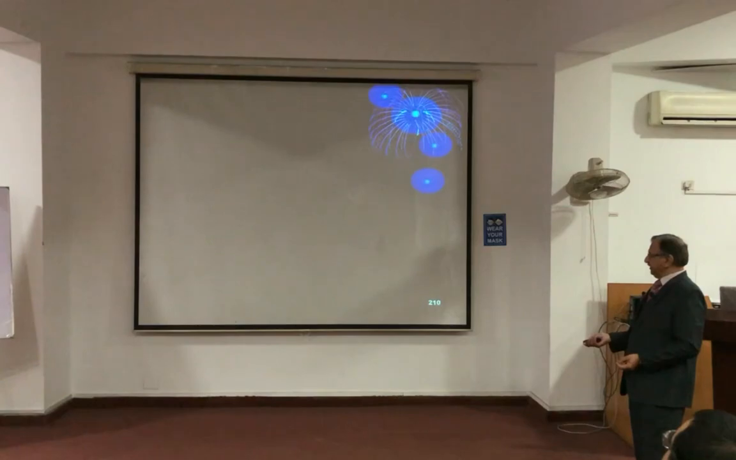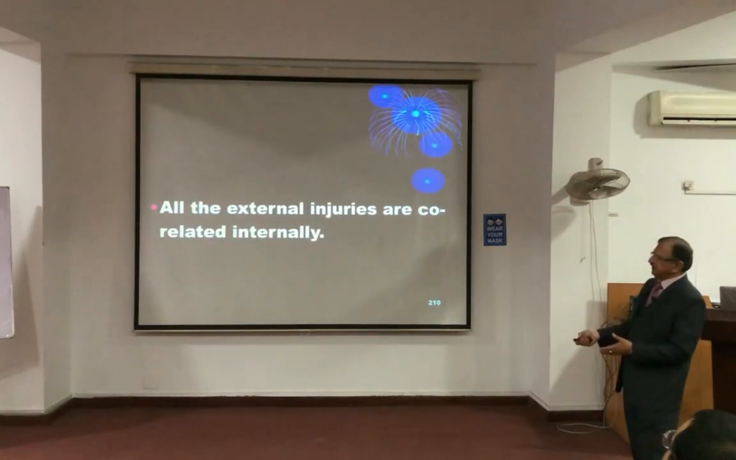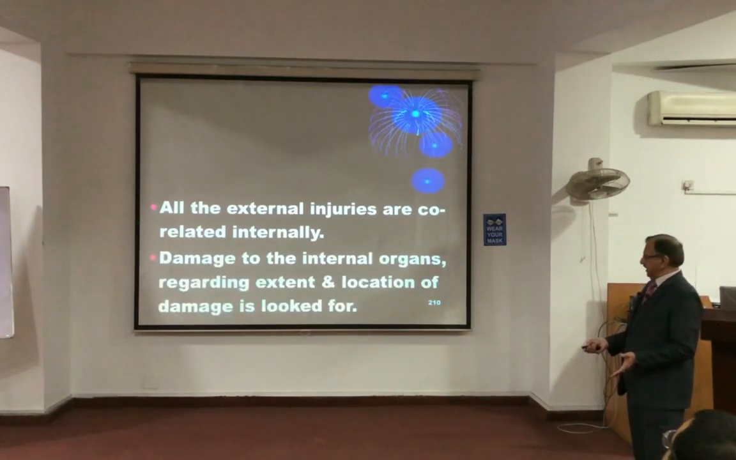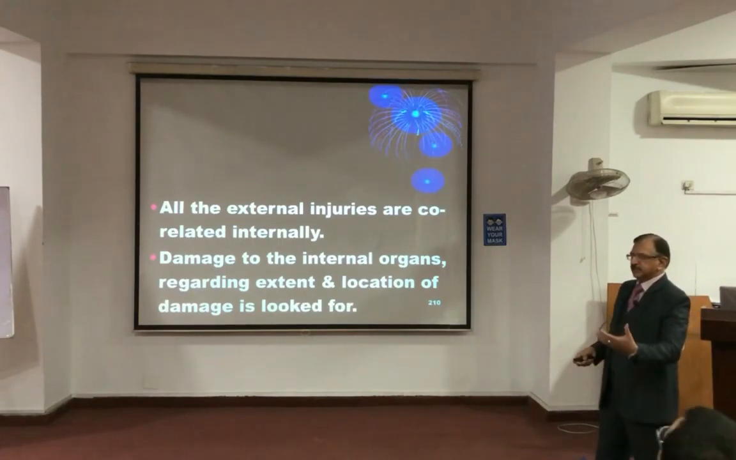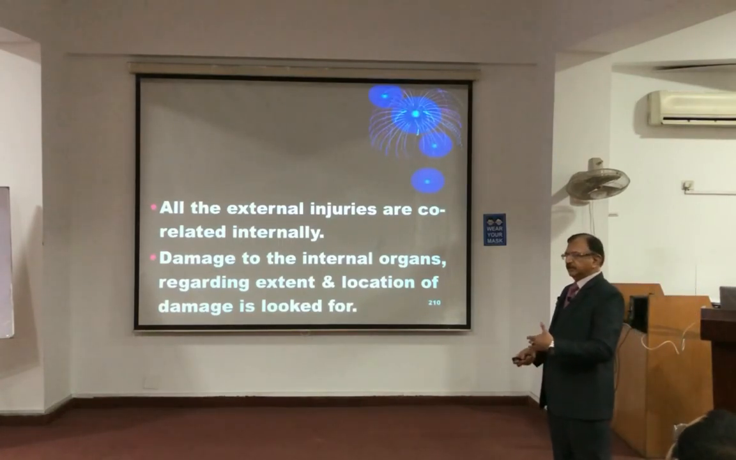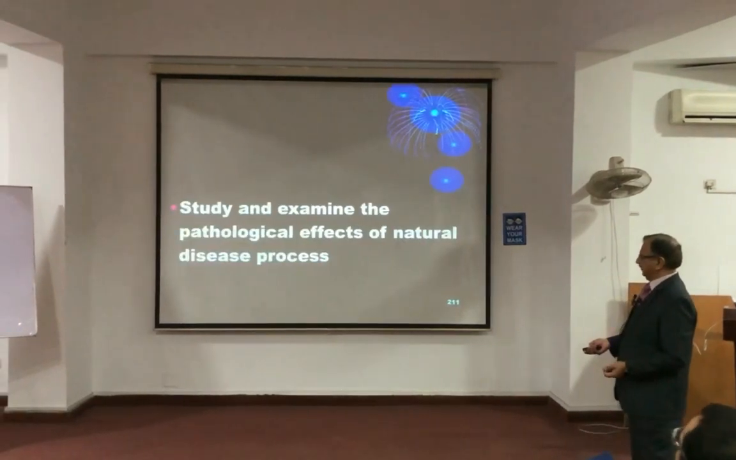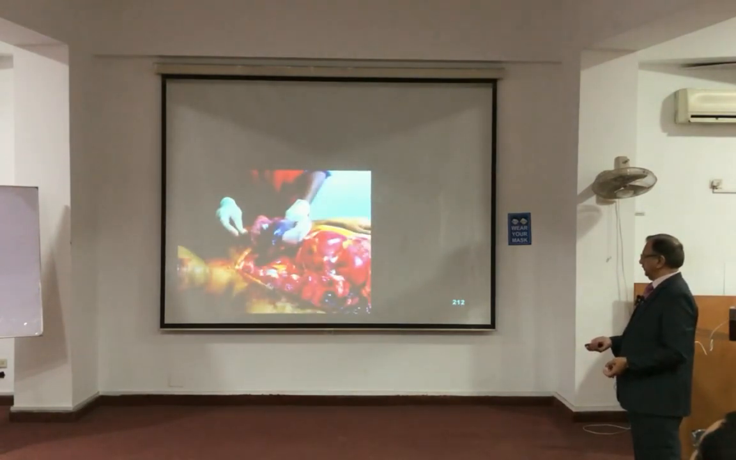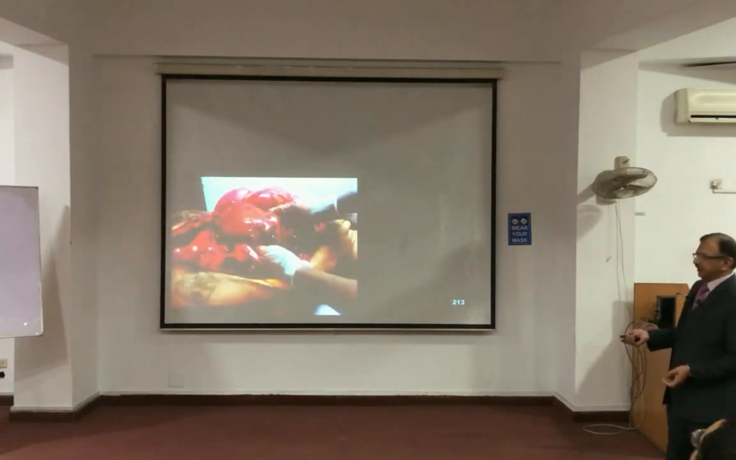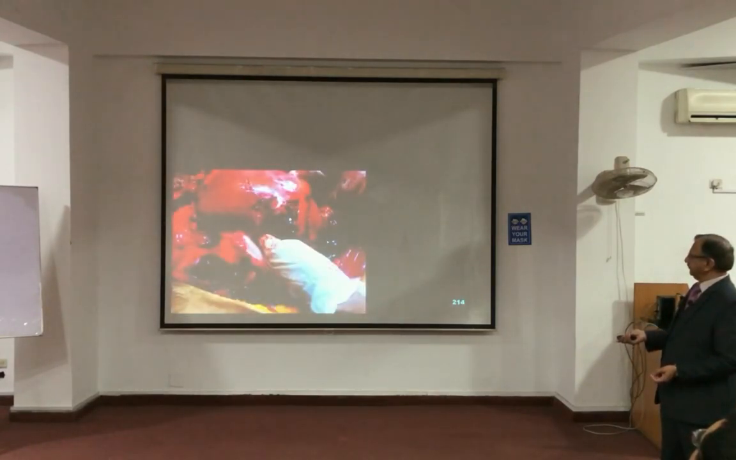So for evidence of internal injuries, you will correlate the external injuries with the internal, and the damage to the internal organs is noted. The laceration of the liver, the laceration of the spleen, kidney, intestines, all the damage is noted down. Here you can see the damage to the liver. This is a lacerated liver.